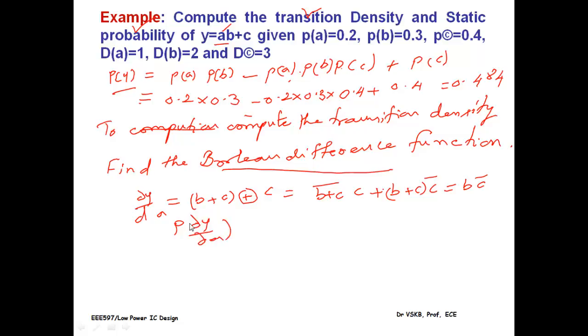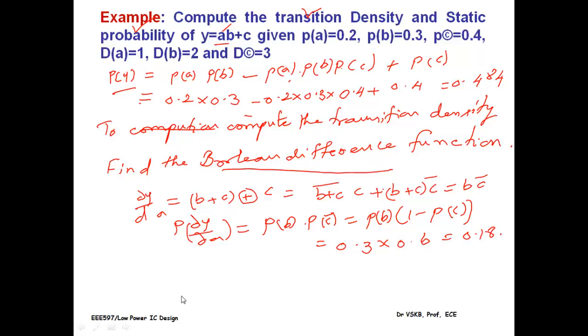if I go for taking the probability of dy by dA, would now be probability of b times probability of c bar, or I could say this probability of b times 1 minus p of c, and all these factors I know from there at the top. So p of b is 0.3 times 1 minus p of c, 0.6, so it would be 0.18.